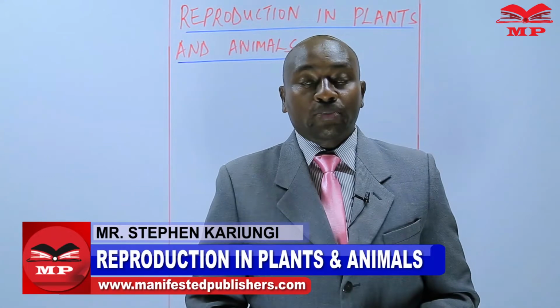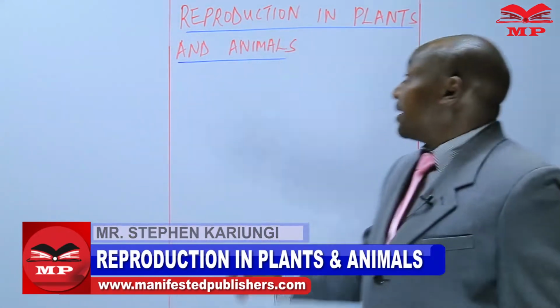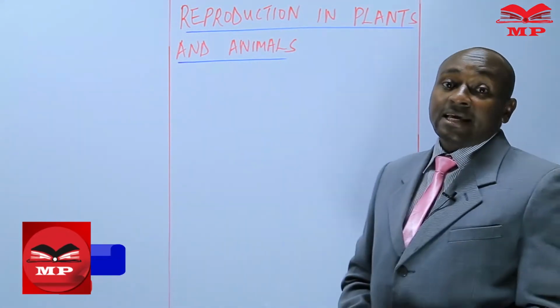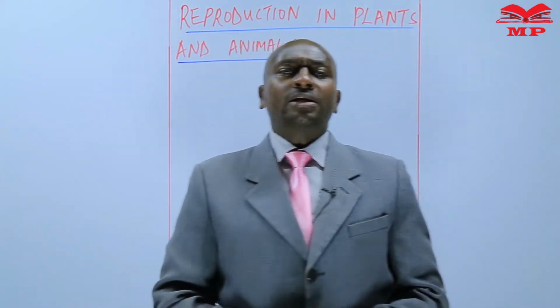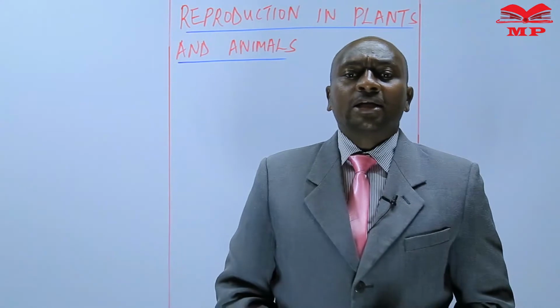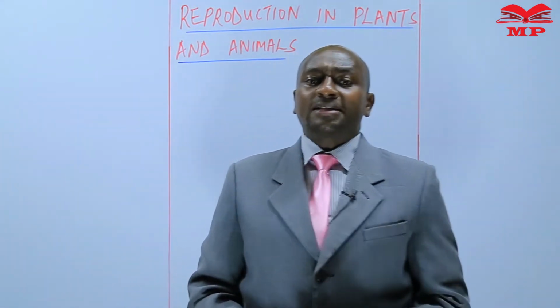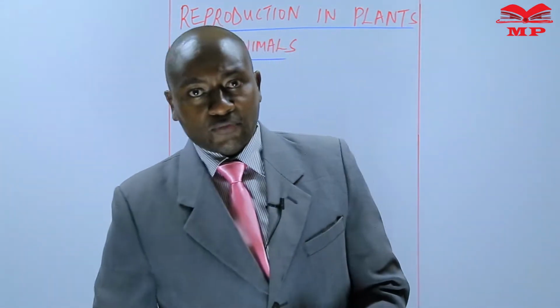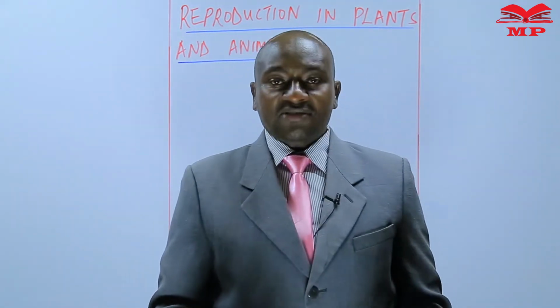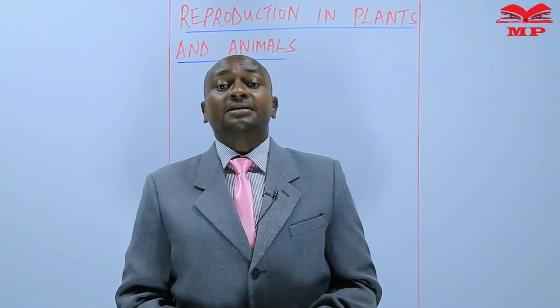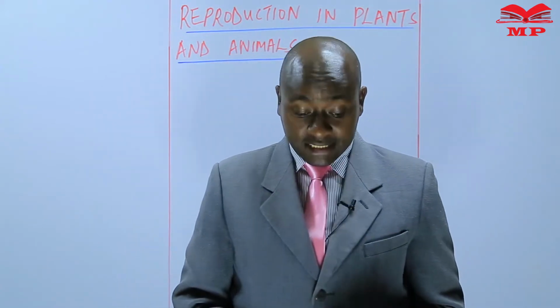My name is Stephen Kariungi, a biology teacher, and I'm going to take you through a Form 3 topic, and that is reproduction in plants and animals. First of all, before we go on with the topic, it is important to understand the objectives of this topic. What are the requirements by the examiners as far as reproduction in plants and animals is concerned?